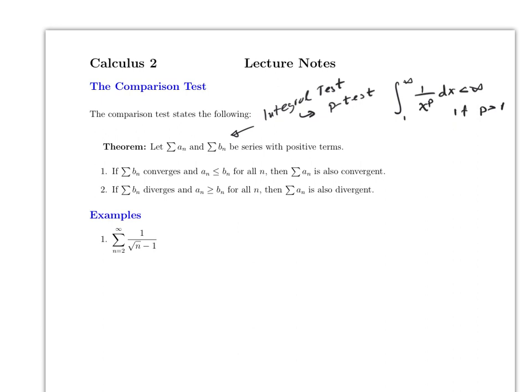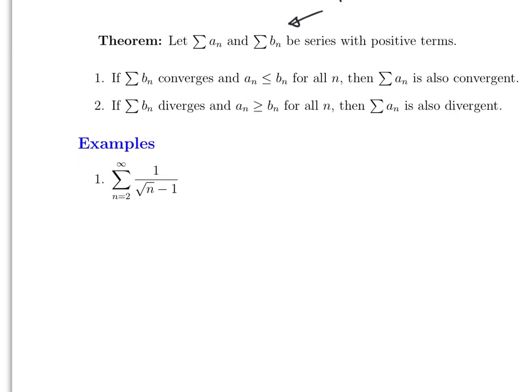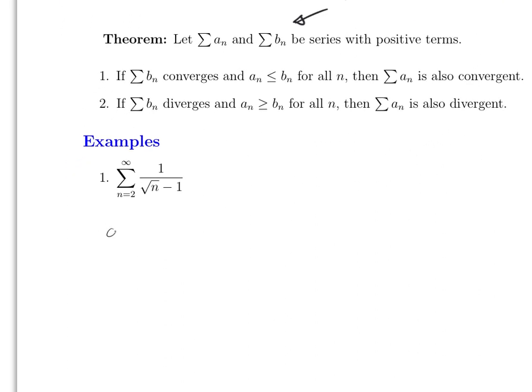So solving these problems is slightly different than the previous ones, but you're going to use the integral test, specifically the p-test, to check on that. So let's try this example. Here we have a(n) equal to this, and this is what you want to check whether it's convergent or not. So we're going to use b(n).